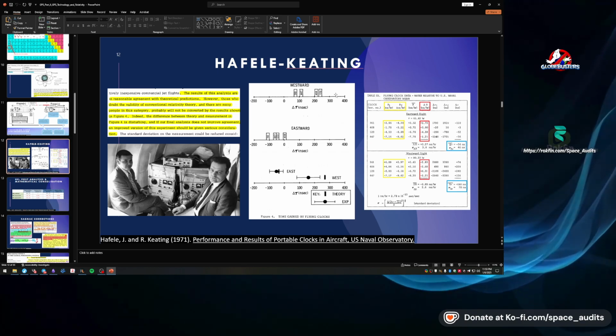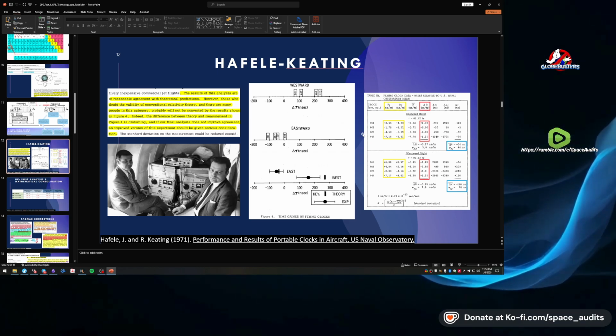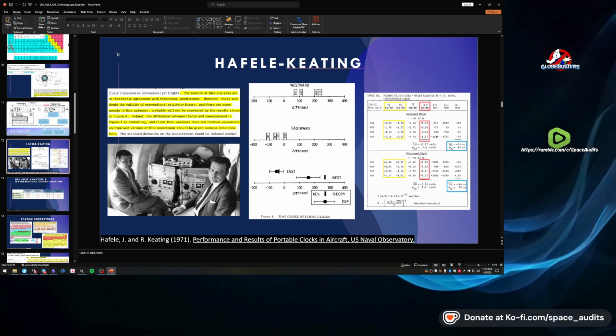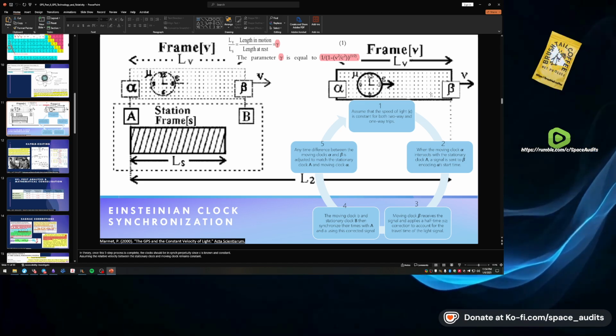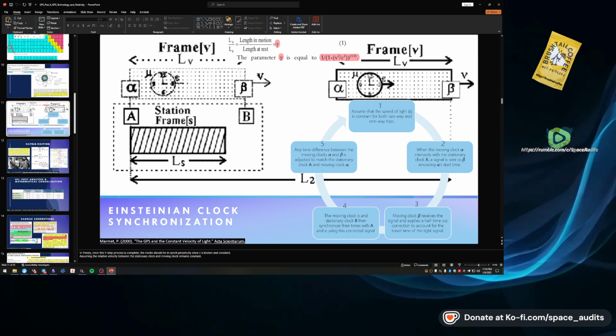What they found was, when they did the Hafele and Keating experiment, they had these predictions based on Einstein clock synchronization and this half timing correction, and that it would basically balance itself out to always be in sync once you get it going.